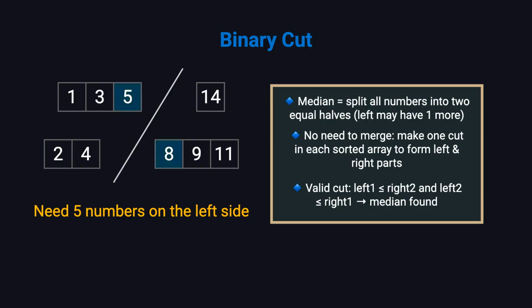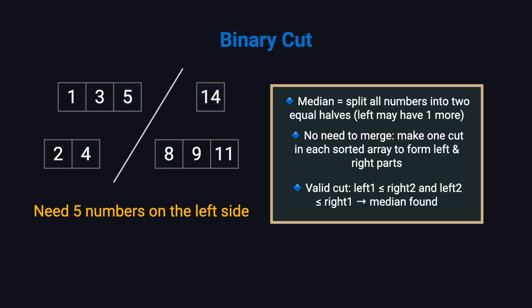Let's check again. First condition, the left maximum of numbers 1 is 5, and the right minimum of numbers 2 is 8. 5 is less than 8. That works. Second condition. The left maximum of numbers 2 is 4, and the right minimum of numbers 1 is 14. 4 is less than 14. That works too. Both conditions pass, which means we've found the correct cut.